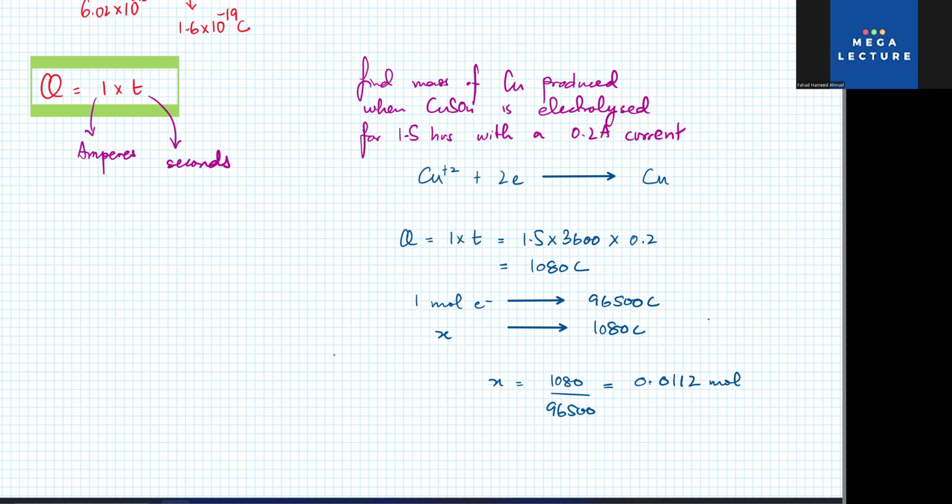So once you have the moles of electrons, you can find the moles of copper, right? So it's 0.0112 moles of electrons. The number of moles of copper would be half of that, right? What is half of that? What do you get? 0.0056.